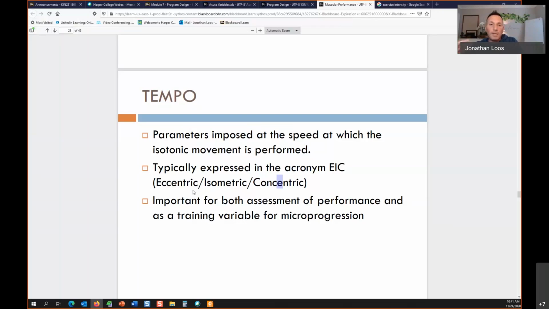So it's a good way of manipulating your training variable. And it doesn't matter what hat you're wearing in the future. As a physical therapist, you're going to be using this all the time, or a PTA or an aide. As a strength coach, you should be using this stuff all the time. And as a trainer, you'll be using it a lot.